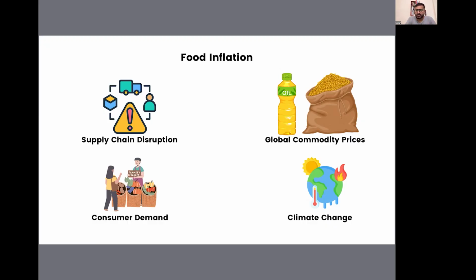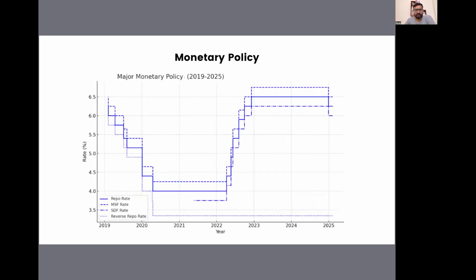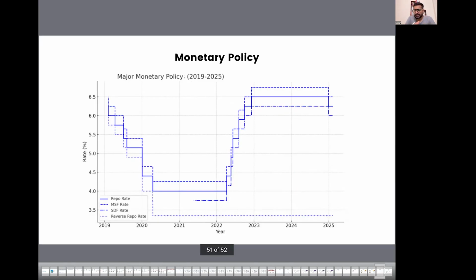So these have been the major reasons for increased food inflation in the country, and food inflation is the foremost reason for overall inflation in our country. One of the major tools in the hand of the RBI is the monetary policy for controlling inflation. Now we know that the RBI, through its monetary policy, and the government of India, through its fiscal policy, tries to control the level of inflation in the economy. So first, let's look at the monetary policy of the RBI, and we'll look at the trends from 2019 onwards.